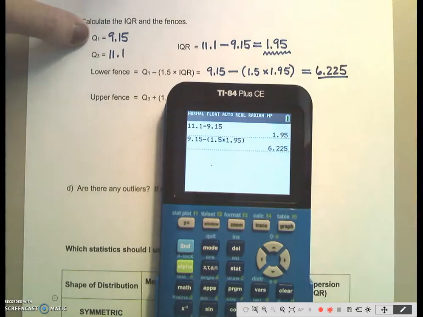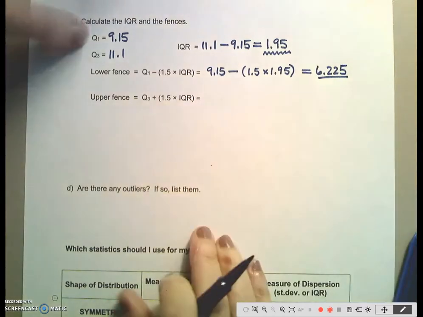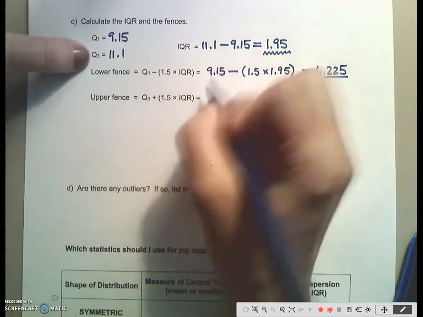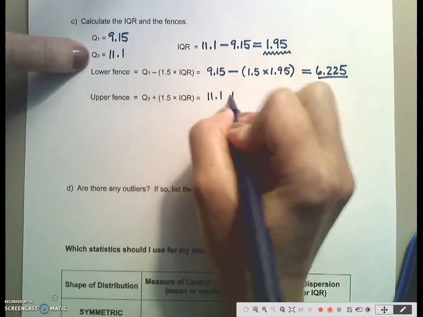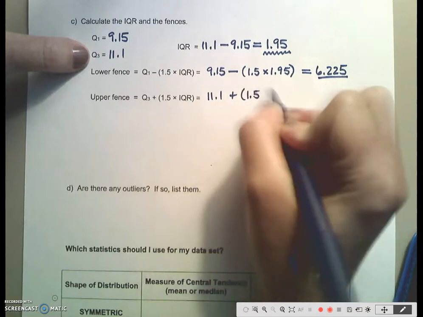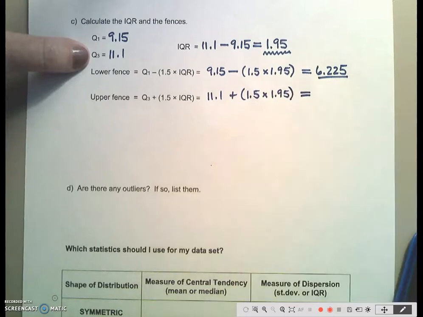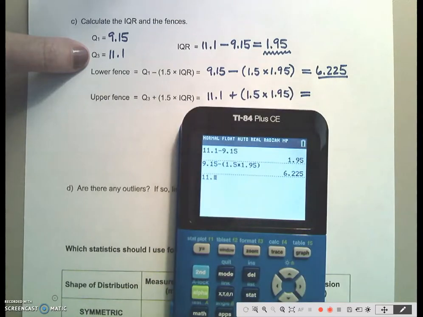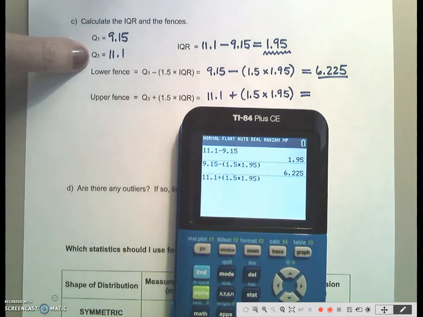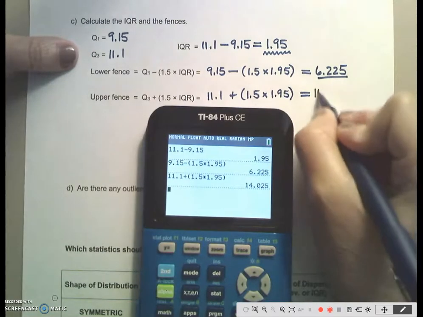That's my lower fence. I'm going to draw a picture of this in a second, and I think it'll help clear things up. Now we're going to do the upper fence. So you start with Q3, which is 11.1, and you add the same amount, 1.5 times the IQR. So 11.1 plus 1.5 times the IQR, we get 14.025.